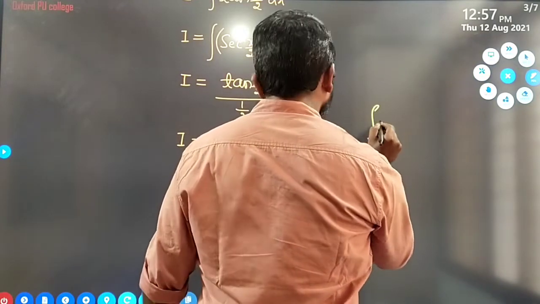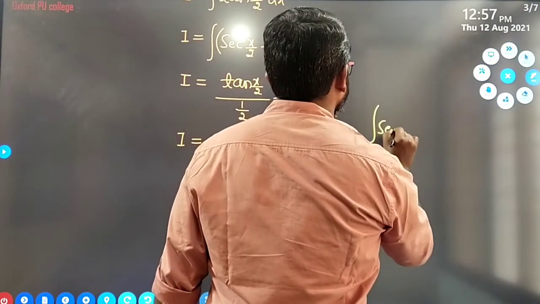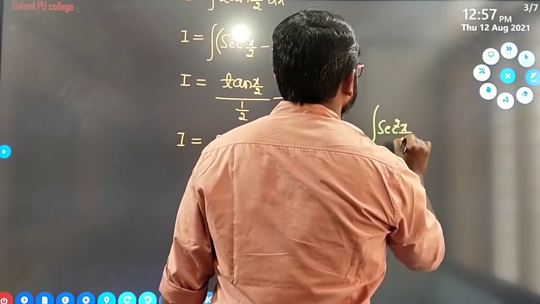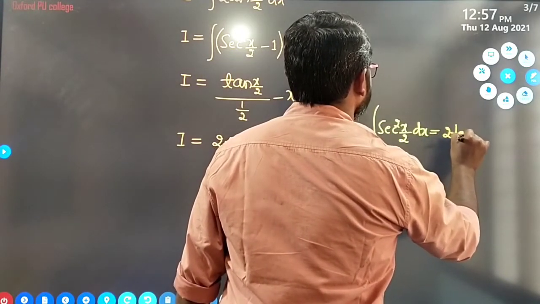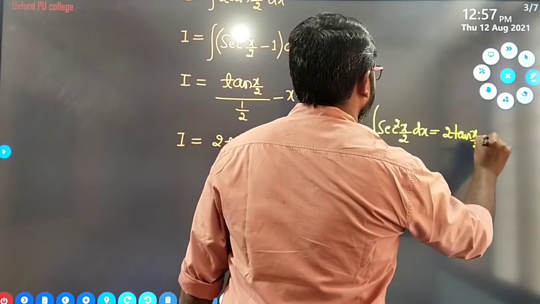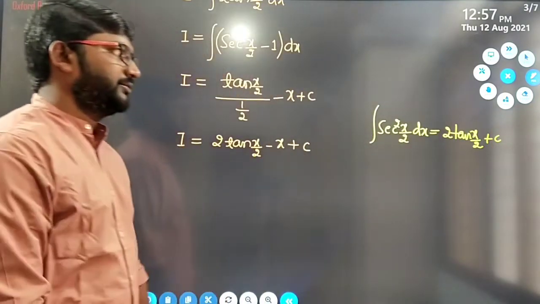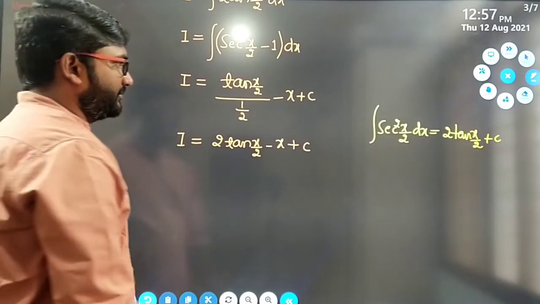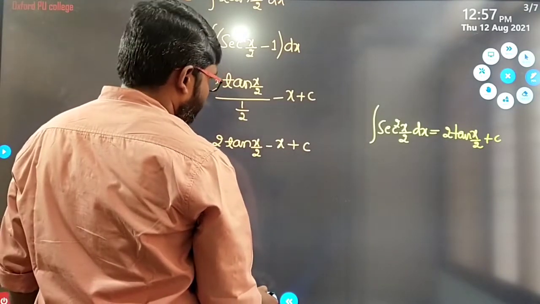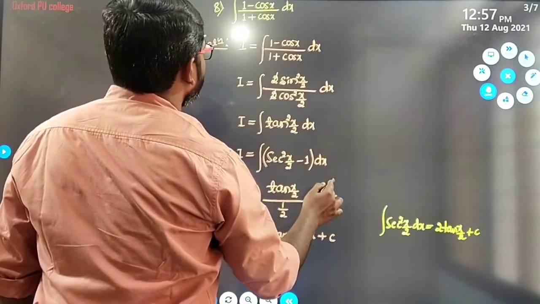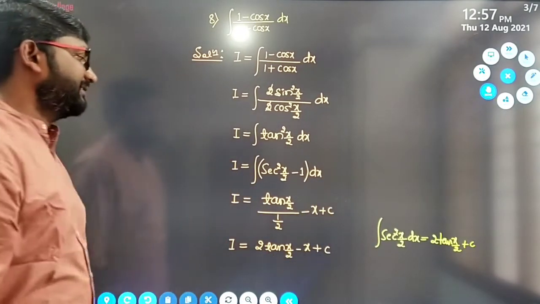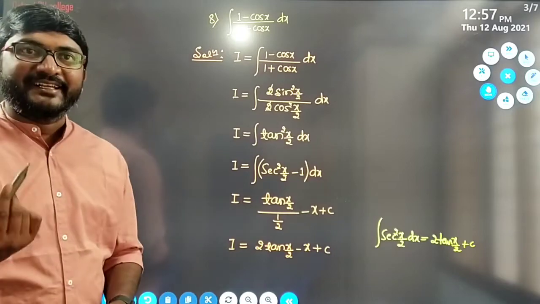So now onwards you should remember the formula: the integration of secant square x by 2 dx will be 2 tan x by 2 plus c. So remember the standard formula. So this is all about question number 8. Quickly go through this, then I will be going for the next question.